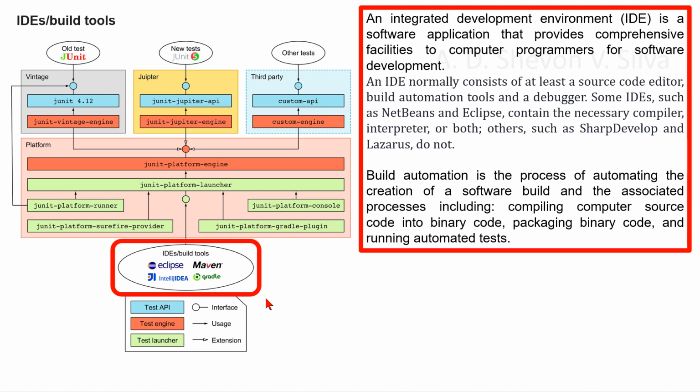Build automation is the process of automating the creation of a software build and associated processes, including compiling computer source code into binary code, packaging binary code, and running automated tests.